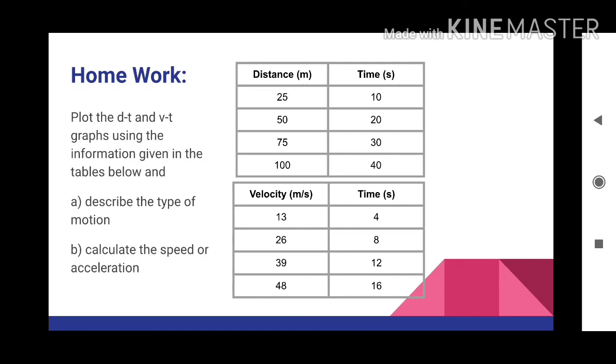So this is all for today, and this homework must be done in your homework book. Take 2 graph sheets and draw the plots neatly, calculate the slope, describe the motion, and paste it in your homework book along with the table and the question and everything. In the next class, we will be learning about derivation of equations of motion using the graphical method.